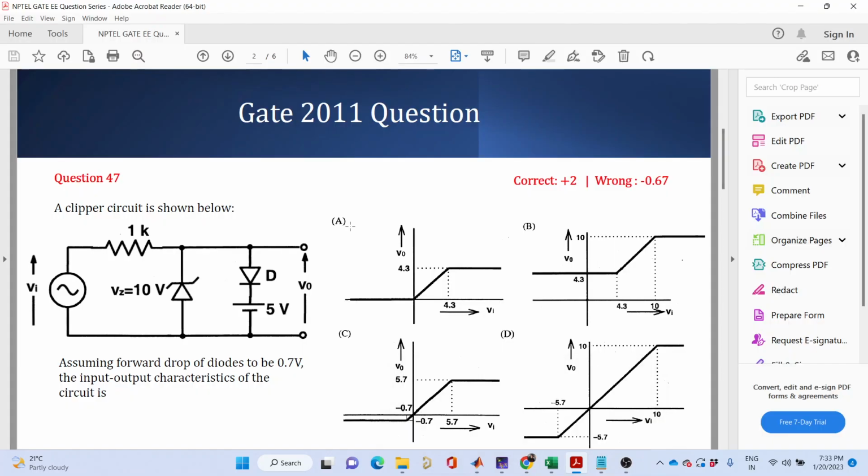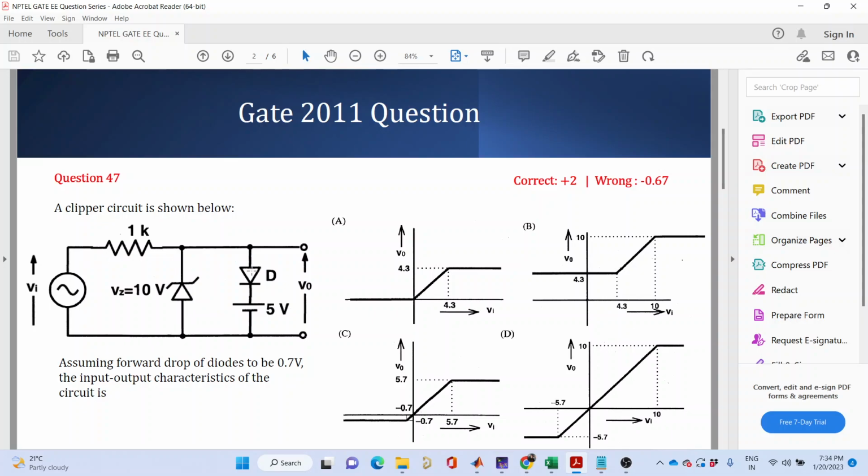So when D is reverse biased. Okay. When D is reverse biased, what is going to happen? Yes, tell me. So D will be reverse biased for negative half cycle. Yeah, for the negative half cycle, the zener diode would be acting as a forward bias diode, right? If this point is positive and this point is negative, then zener diode becomes forward bias. It is not acting as a zener, maintaining 10 volt.